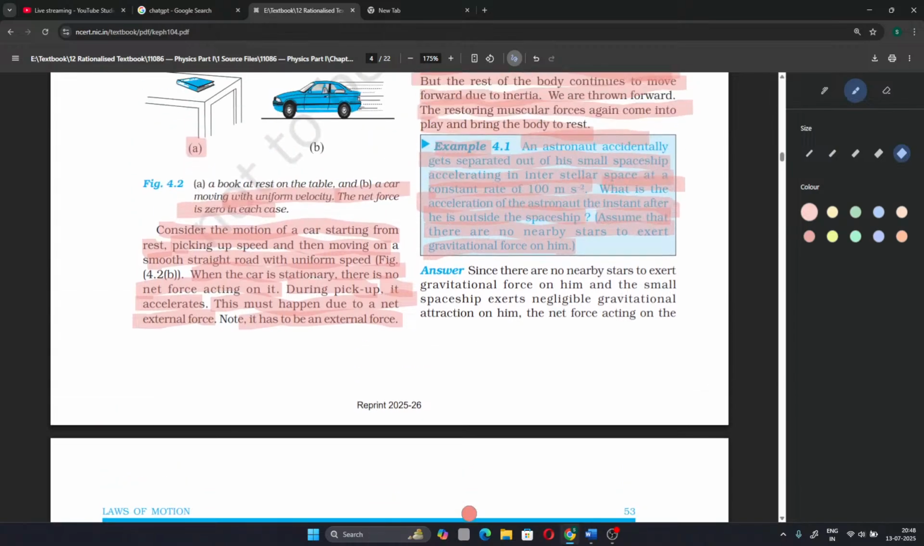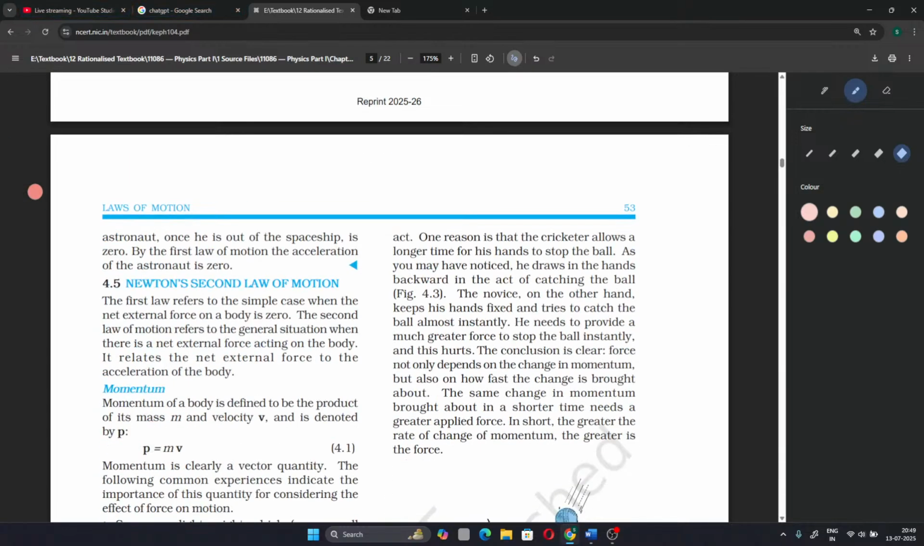Yes, it is zero. Since there are no nearby stars to exert gravitational force on him, and the small spaceship exerts negligible gravitational attraction on him, the net force acting on the astronaut once he is out of the spaceship is zero. By the first law of motion, the acceleration of the astronaut is also zero.